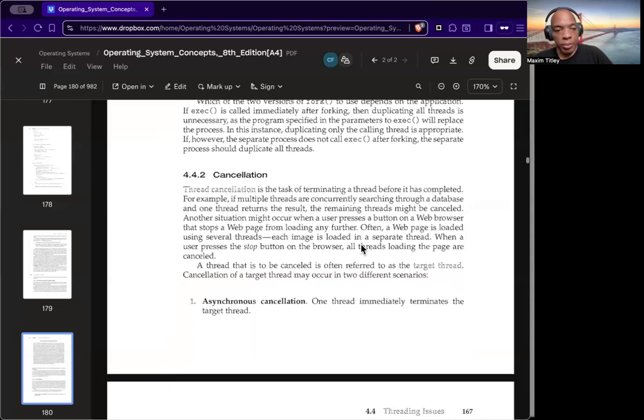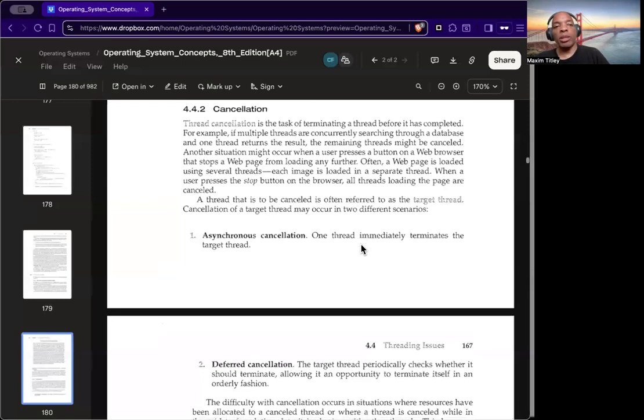So now, thread cancellation is the task of terminating a thread before it has completed. Now, remember what I showed you before with things like MPI and Java and the Pthreads, right?